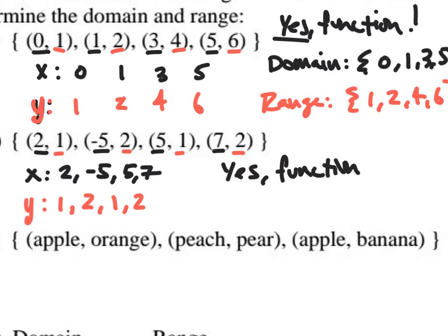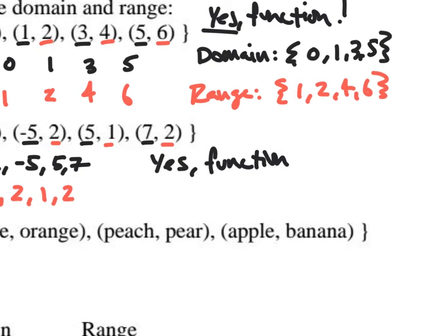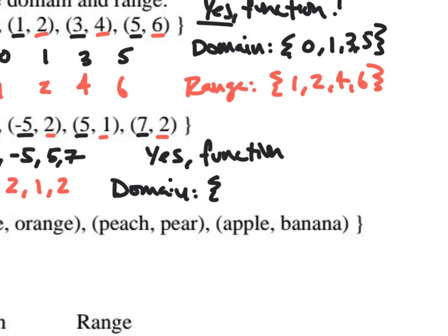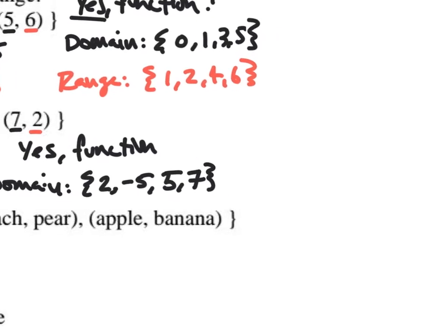Okay, and then what I want to do is come in here and say, all right, what's my domain? My domain is my set of x values. So I've got, what was it, 2, negative 5, 2, negative 5, 5, and 7. Okay, and then my range of y values.